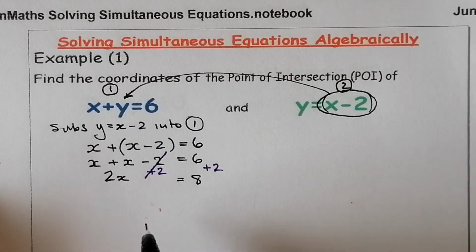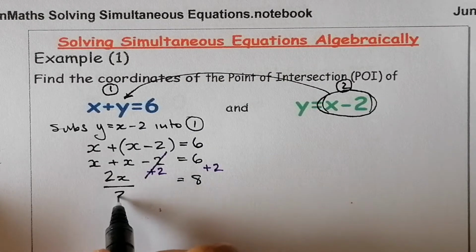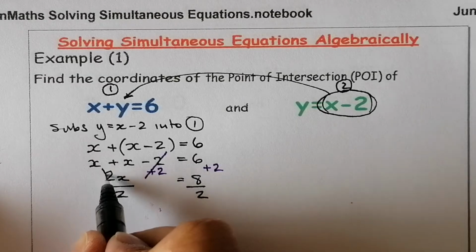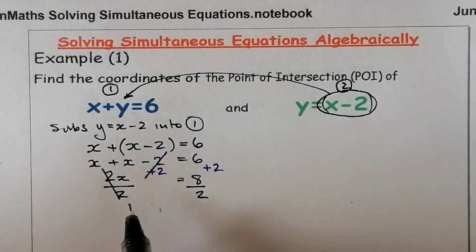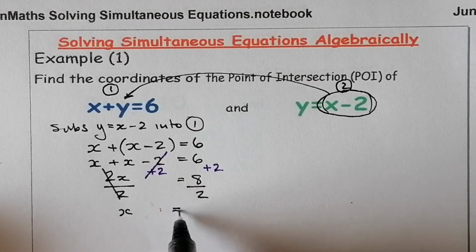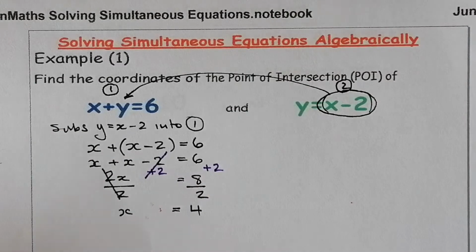So if I've got 2x equals 8, all I'll be doing is dividing both sides by 2. That eliminates the 2's that are here, 2 divided by 2 being 1, so x is equal to 4. So I've got my x value.